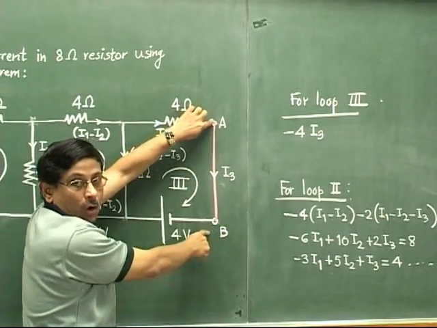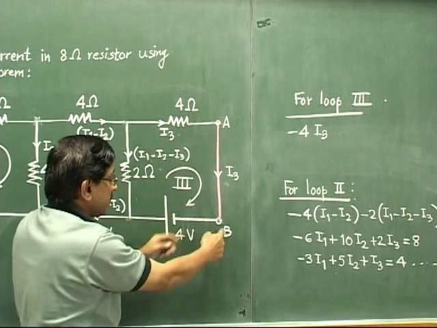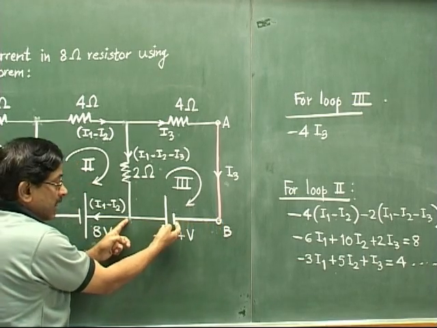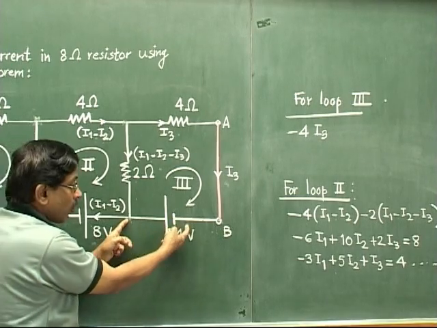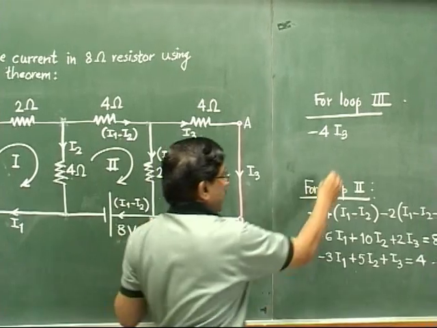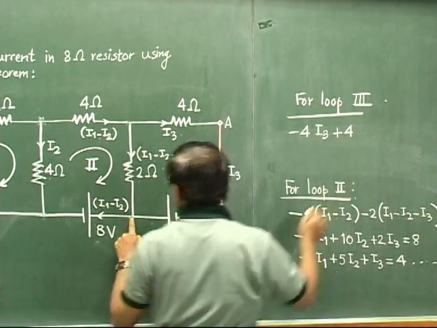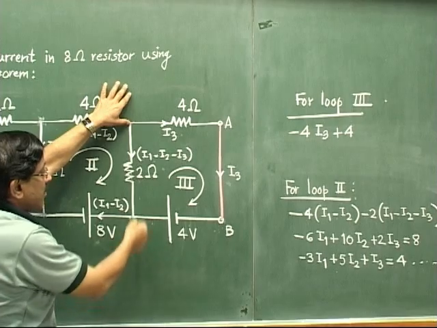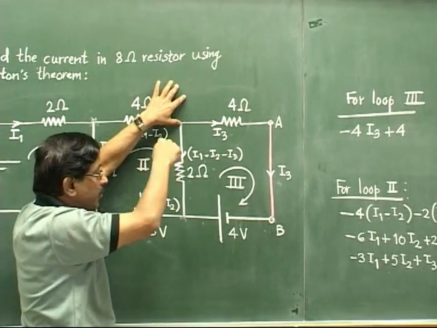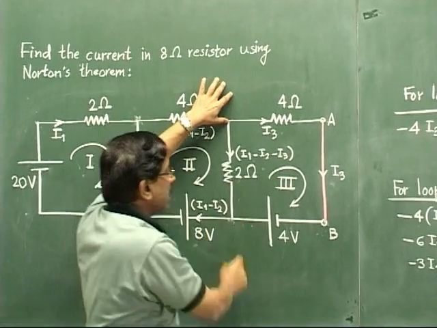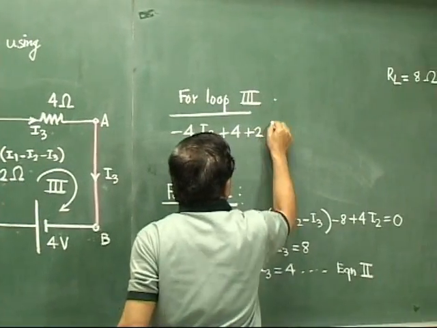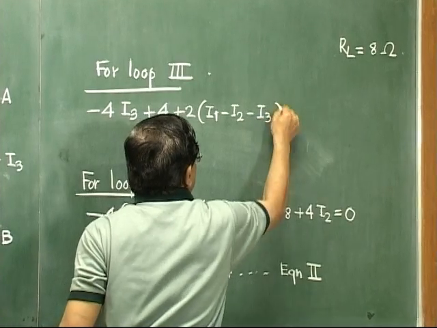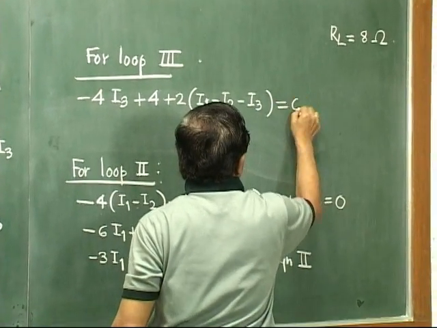Then this to this, no component, so no question of voltage rise or drop. Then B to here. Now see, we are coming like this. So we are jumping from negative plate to positive plate. So from lower to higher potential, so it will be plus 4. And then last term here, this point upwards. Now see, we are moving upwards, but current is coming down. It is coming opposite to us. And so it will be plus 2 times I1 minus I2 minus I3. And now we have traversed the entire loop, so it will be equal to 0.